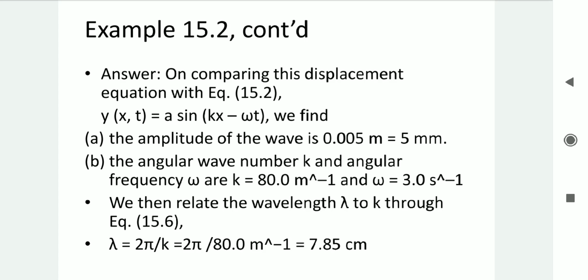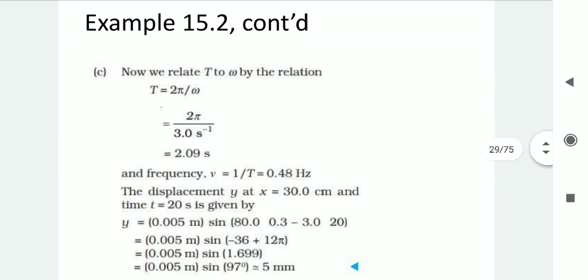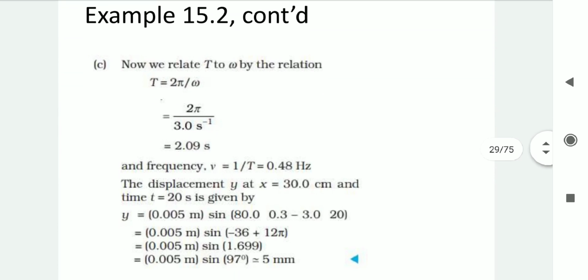Now the third thing we need to calculate is the time period and frequency. So time period T equals 2π by ω. Omega is given as 3 radian per second. By substituting that value, 2π by 3, we are having 2.09 second. That is the time period. Now 1 upon that time period will give you the frequency. So 1 upon 2.09 will give you 0.48 hertz.